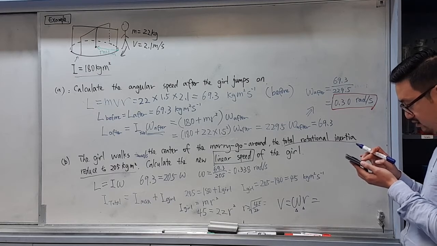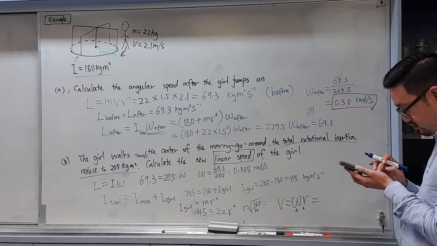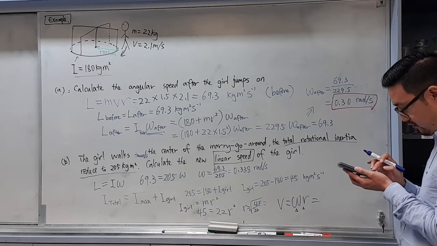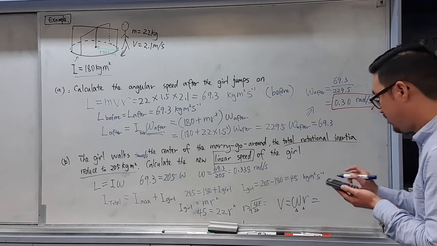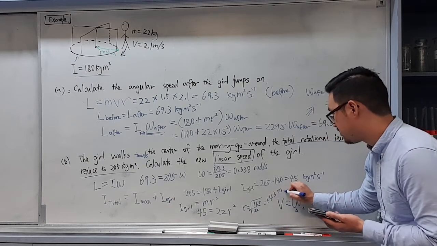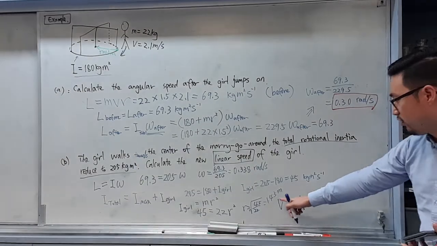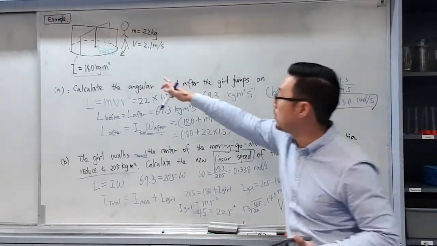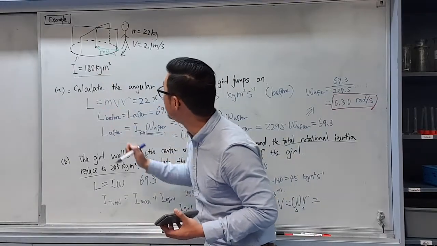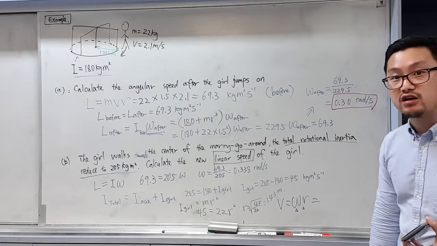45 divided by 22 equals 2.045, and the square root of 2.045 gives me 1.43 meters. Oh, so the girl didn't walk inside too much. It only moved a little bit. It was at 1.5, and now it moved in a little bit to become 1.43 meters.